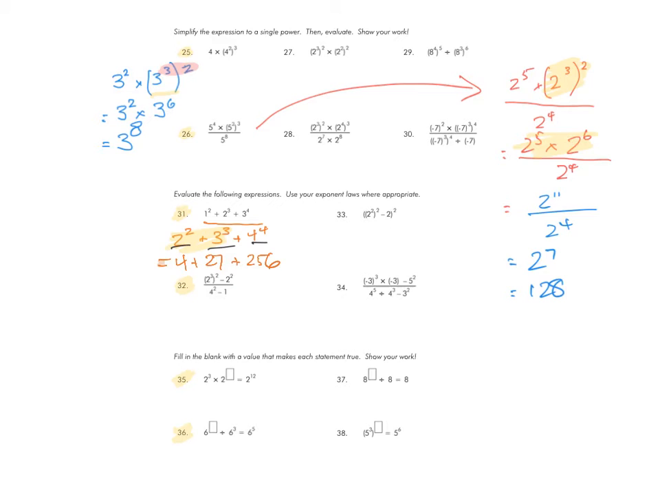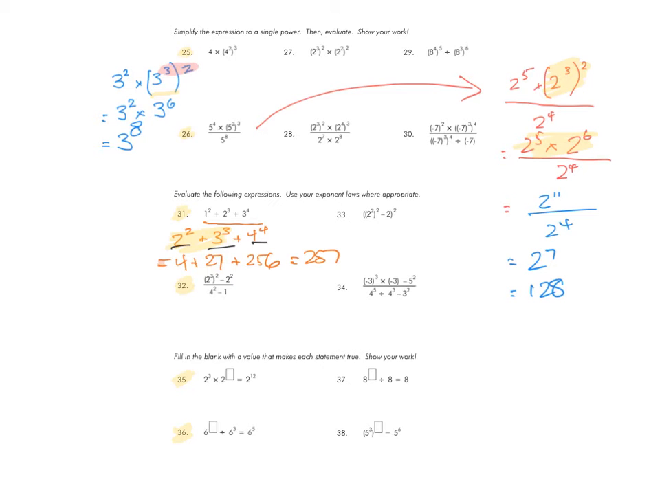You could figure it out in your head because 4 times 4, that's 16. Times 4 once more, 64. Times 4 one final time, and that's where it gets a little tricky. It's 256. And then it's just a matter of adding those 3 numbers together. 4 plus 27 is 31, plus 256 would be 287. And there's your answer for 31.